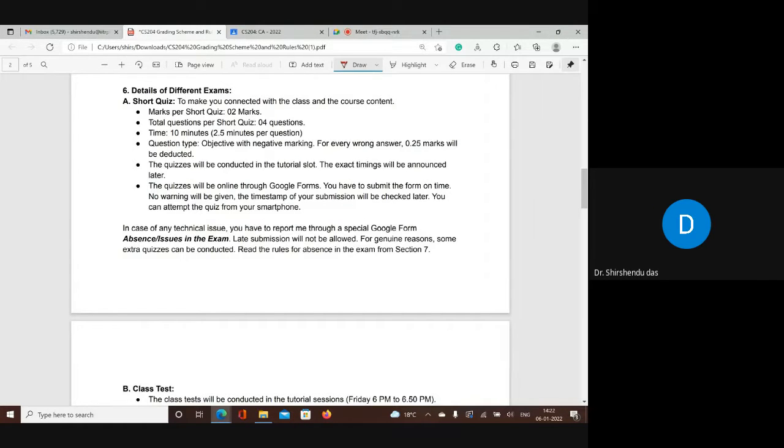Now, why this short quiz? You can see there will be four short quizzes, and they will happen very frequently. So there will be two class tests and four short quizzes, so there will be six tests before mid-sem. Why am I taking this many tests? Because I want to make you connected with the class.